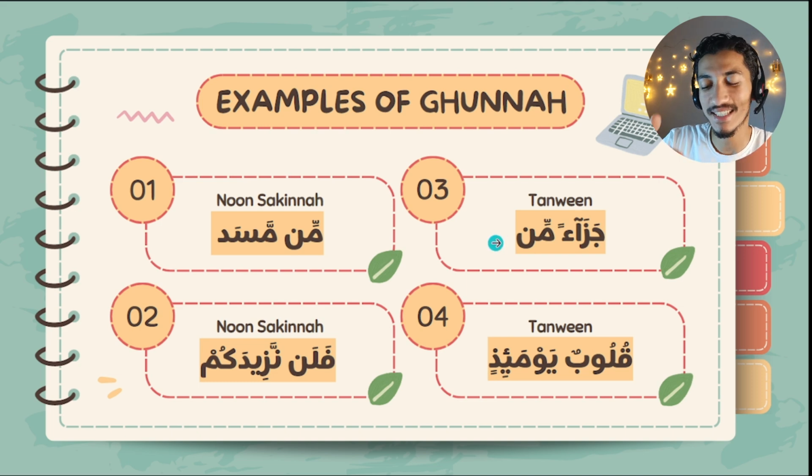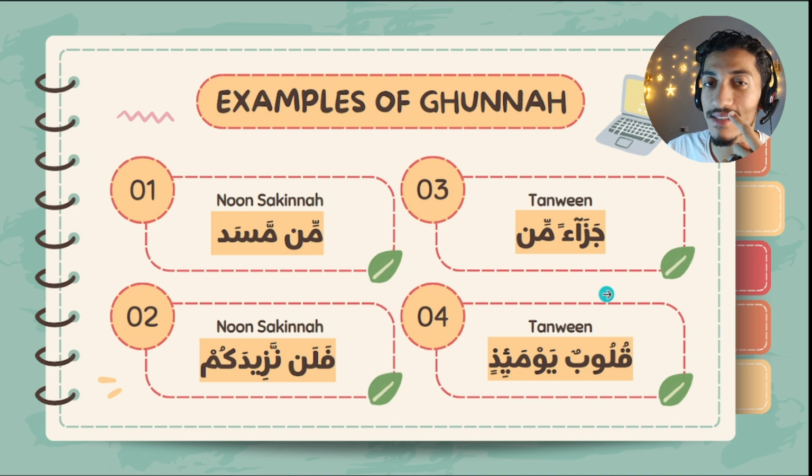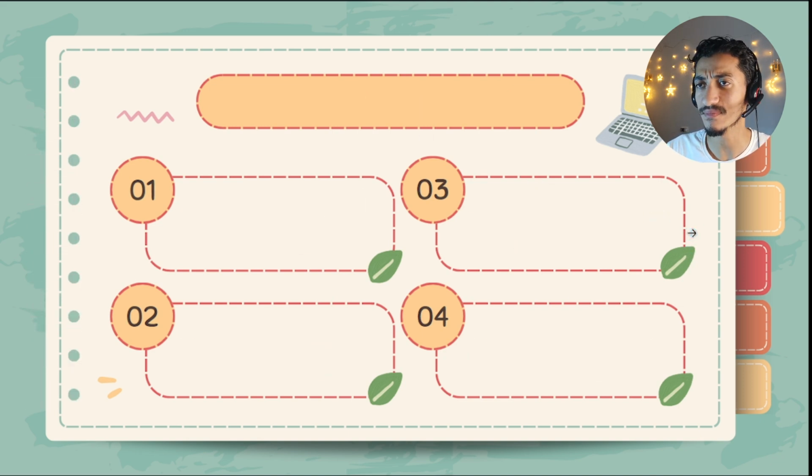We skipped the Noon sound of Tanween, and instead of saying jaza'an, we said جزاء. We mixed those two words and we skipped the noon sound with Ghunnah for 2 beats. Again, جزاء من. That's it. The next example, قلوب يومئذ. This is mixing with Ghunnah for 2 beats. Okay, this is our Idgham with Ghunnah.